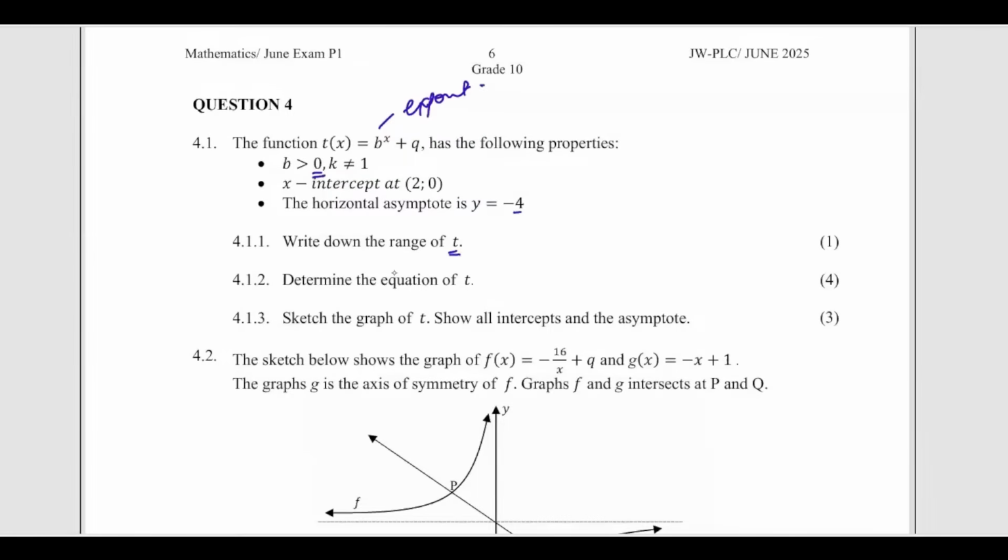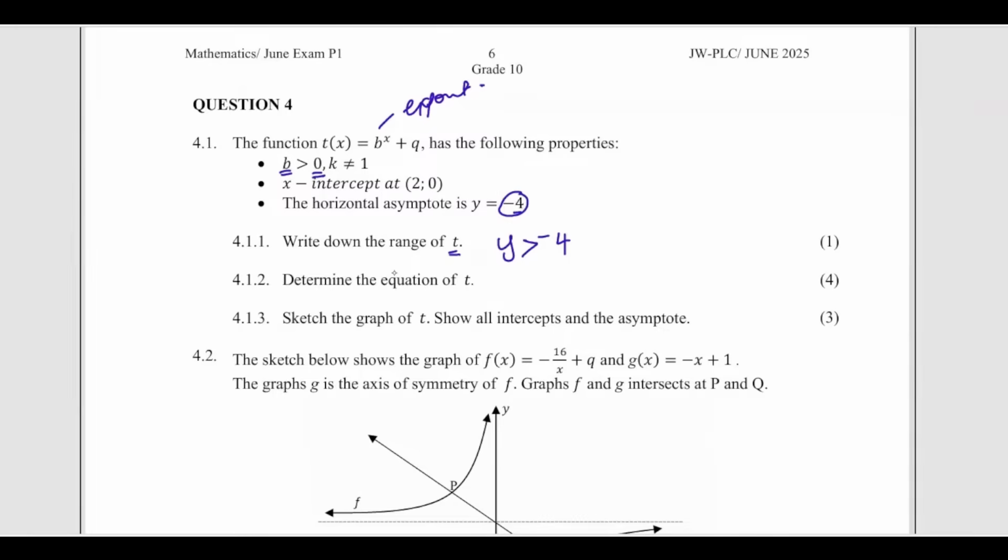So when you're writing the range, you base it on the asymptote. So you're going to say that y needs to be greater than -4, since b is greater than 0, it's not negative. Will it make sense though? -4. What is the y-intercept? Do we have a y-intercept?